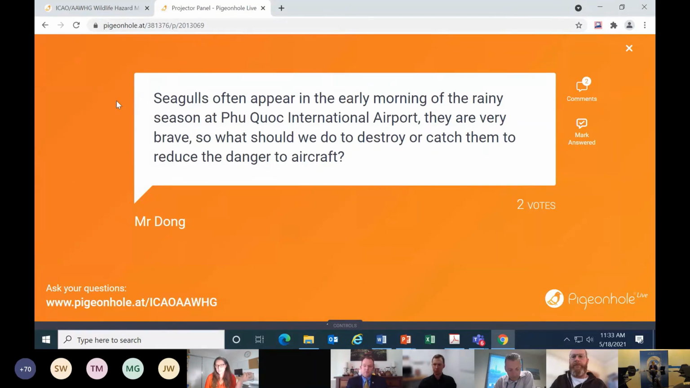Seagulls. Many species of seagulls are scavengers, so if they have access to waste, that's going to encourage their breeding and their establishment of their population.